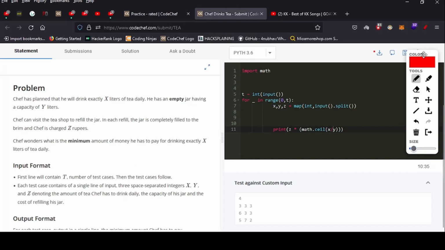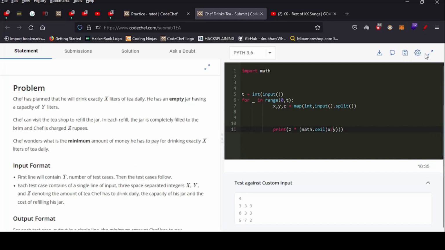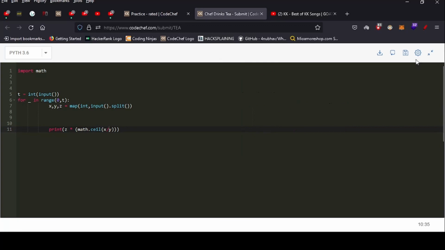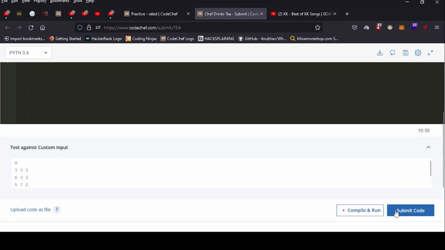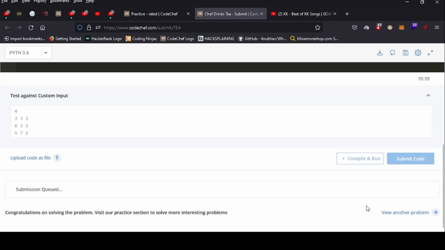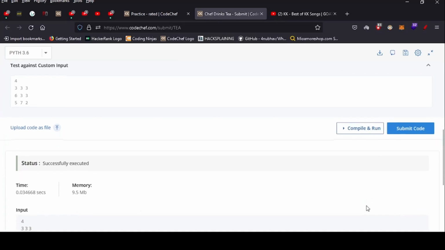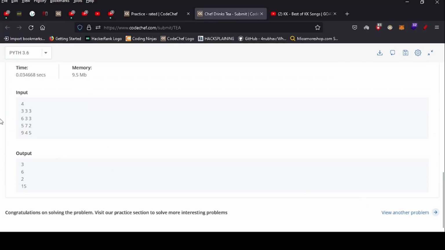Now let's implement the code. I have done this code in Python 3.6. Here is the output.